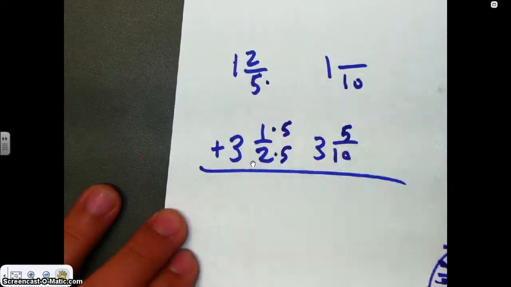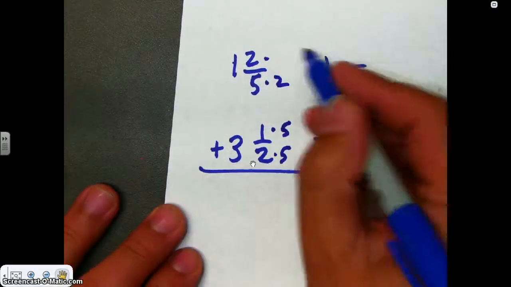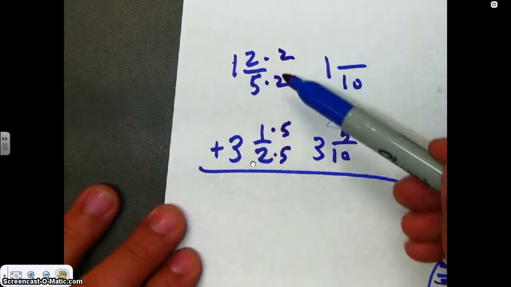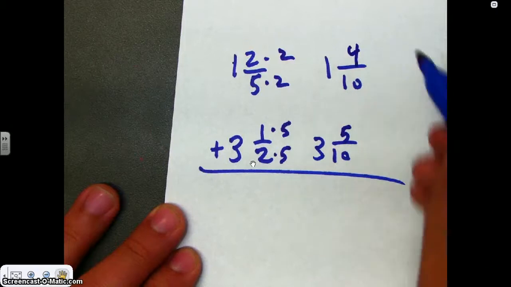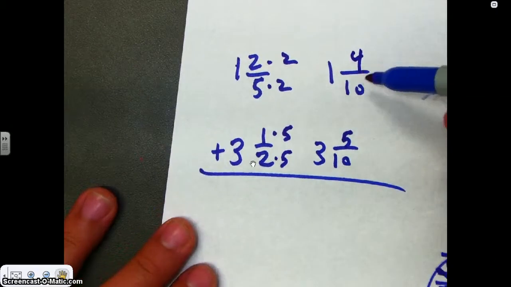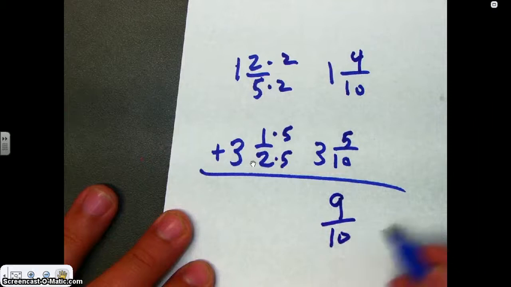We'll do the same thing here. What times 5 makes 10? 5 times 2. So up top, we'll do the same thing. So you notice there are 2 2's here, 2 5's there. 2 times 2 is 4. And now we'll add. So 4 tenths plus 5 tenths is 9 tenths.